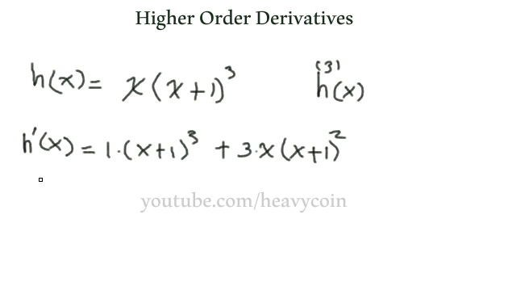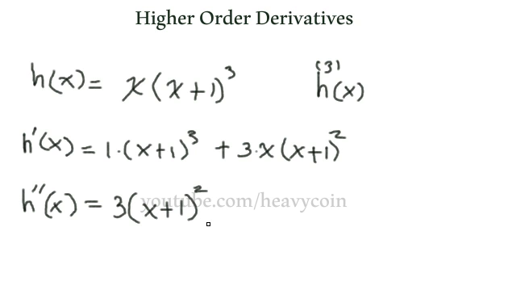Alright, now let's take the second derivative. So this is going to be h double prime of x, so I'm going to take the derivative of the first one here, so bring the 3 out front. We have x plus 1, subtracting 1 from the exponent, and you get a 2 there. And of course you take the derivative of the inside of the parentheses, but the derivative of x plus 1 is just 1, so we don't need to write anything.